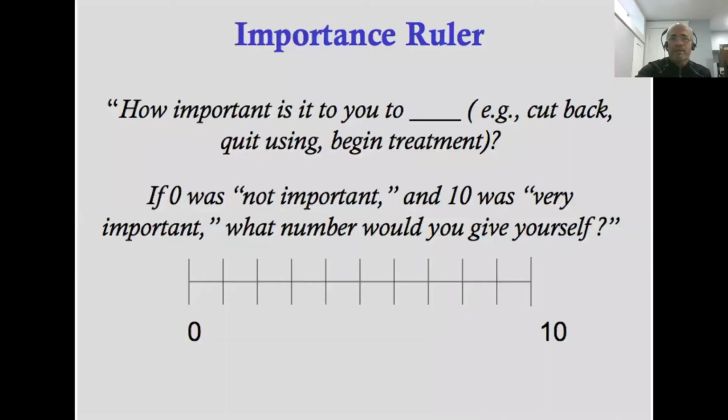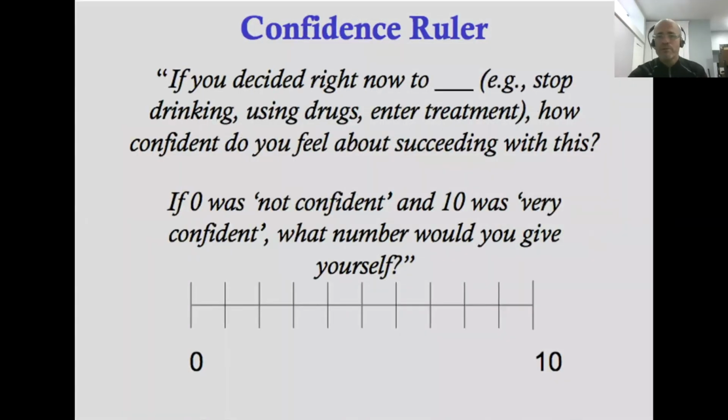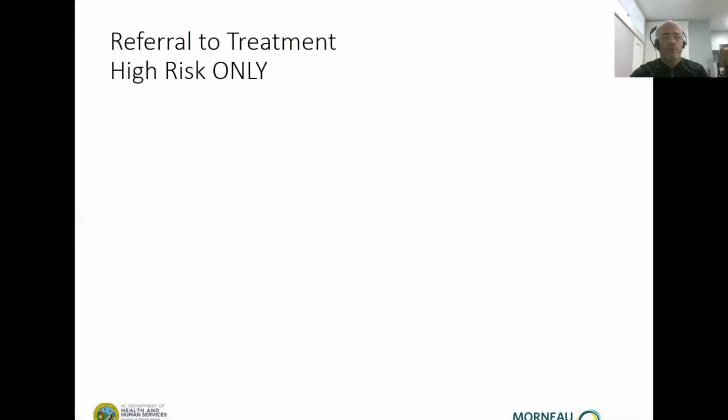From 0 to 10, how important is this to you? From 0 to 10, how confident are you that you can do this, right? This allows you to kind of navigate where they're at, right? Where they're at on their action stage. We're going to find out if they're contemplative, if they're ambivalent when we scale them here. We're going to find out if they're in the action stage. So scaling, we're all for.